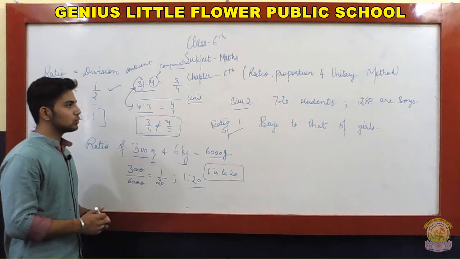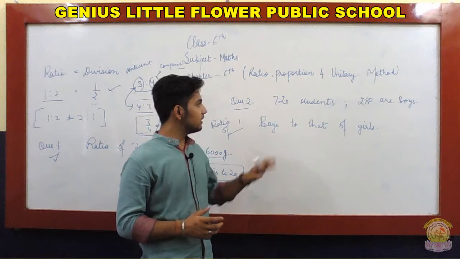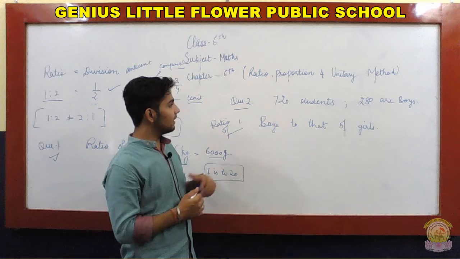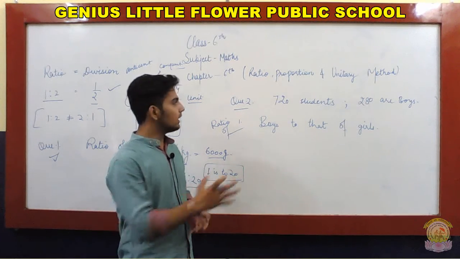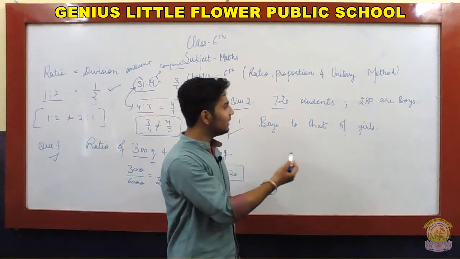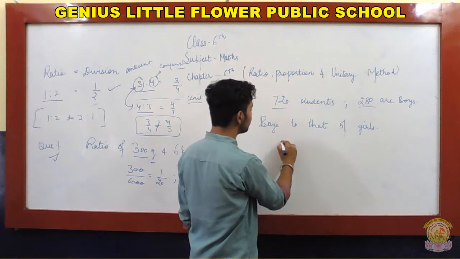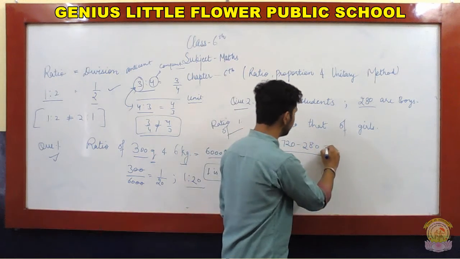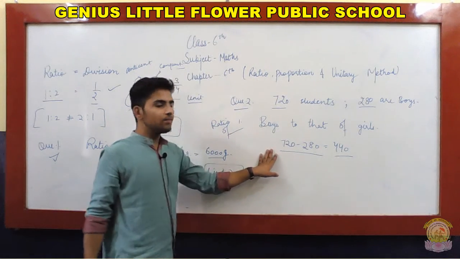So now moving to our next question, which is generally a simple calculating question. There are 720 students in a school and among them 280 are boys. So the remaining are girls. First we are going to find the number of girls in the school. So 720 is the total strength and 280 are the boys. We are going to just subtract 720 minus 280, and here you will get 440. The total number of girls in the school is 440.